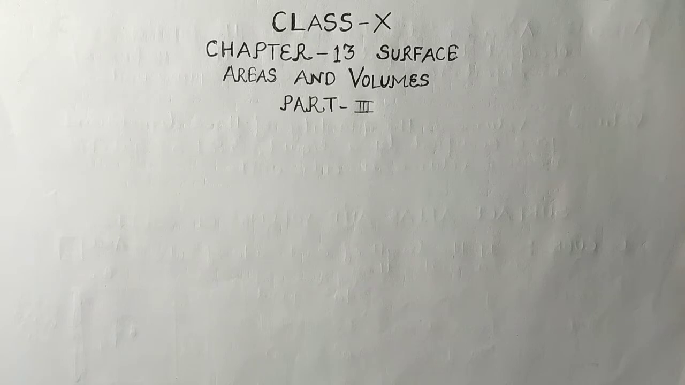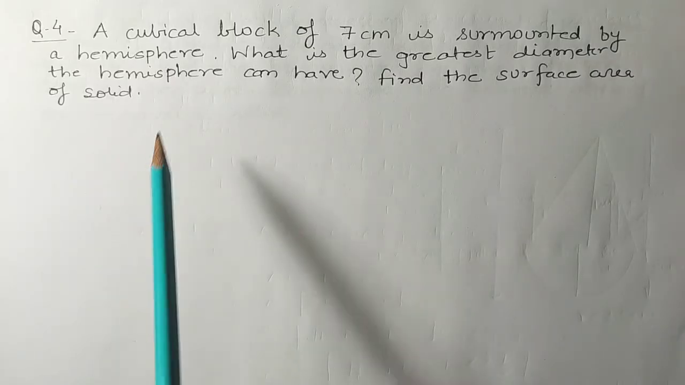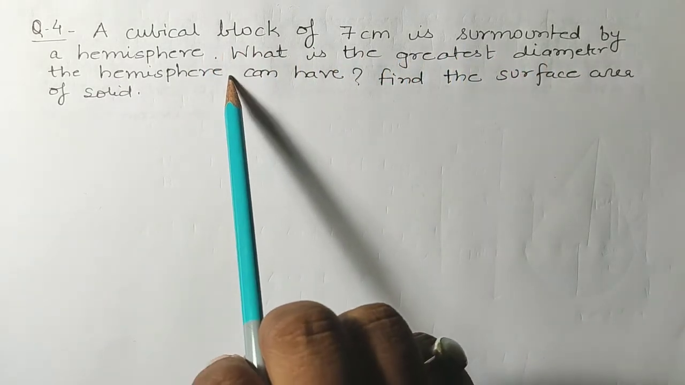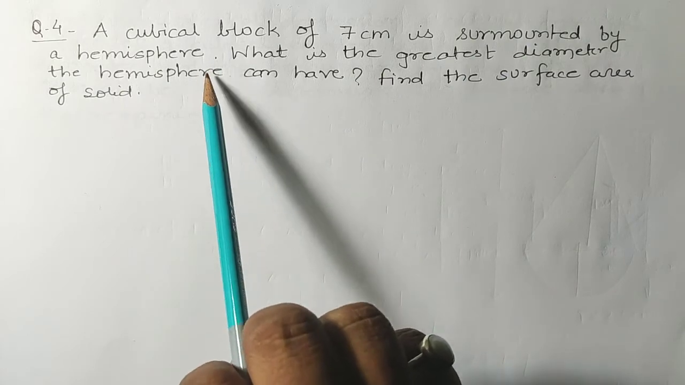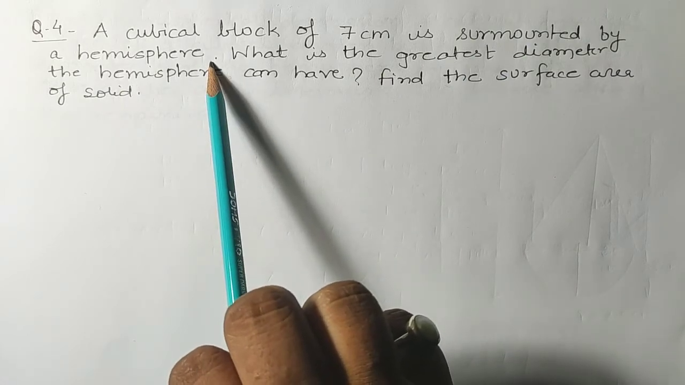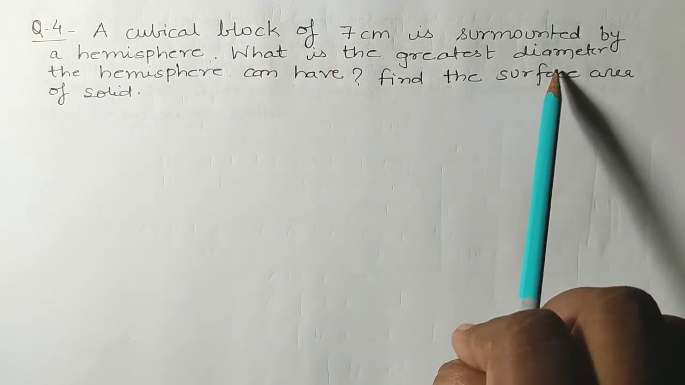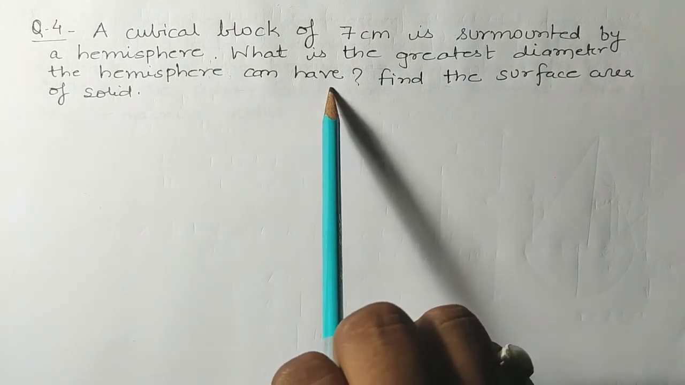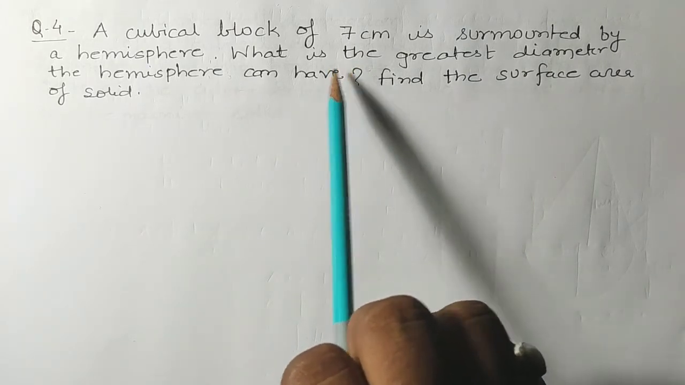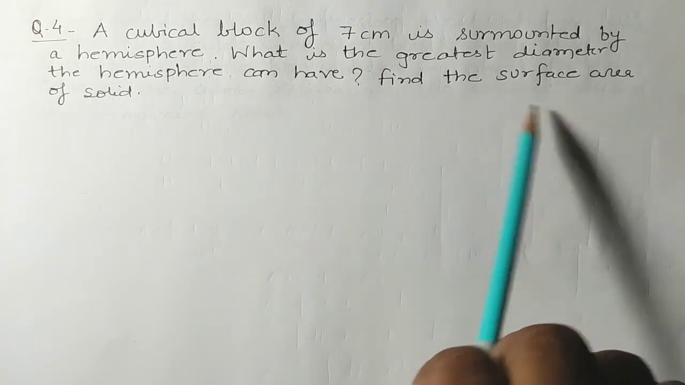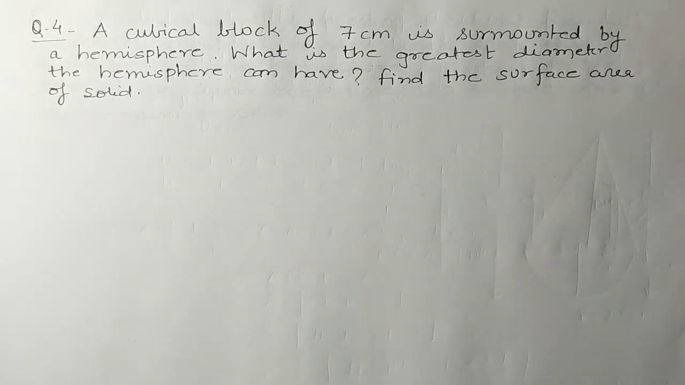Okay students, so let us see question number 4. Question number 4 is: a cubical block of 7 cm is surmounted by a hemisphere. Surmounted means the hemisphere will be on the top and the cubical block will be on the base. What is the greatest diameter the hemisphere can have? Find the surface area of the solid. So firstly students, let us draw the figure of this question.